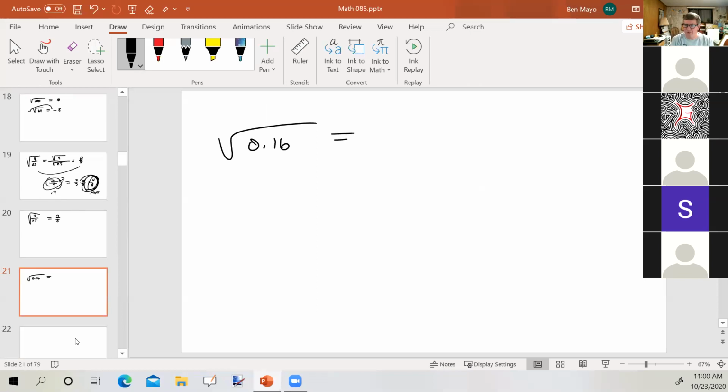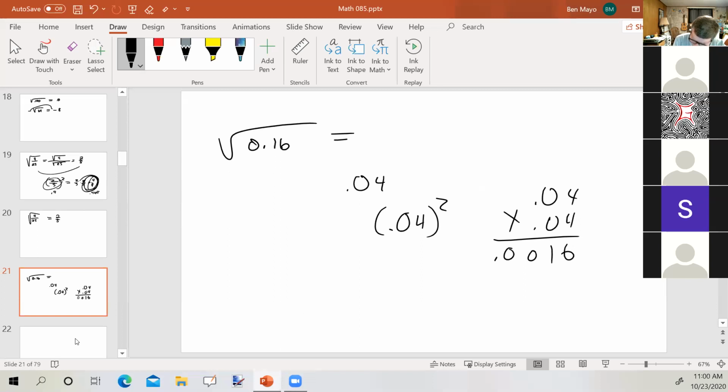0.16. What's the square root of 0.16? 0.04. No. Is it 0.04? Oh yeah, 0.04. So I'm hearing people say that. Okay, let's check our work. If that's true, what's this? It's 0.4, right? Oh, look, isn't that bigger than the original? Isn't 0.4 larger than 0.16? Yes. So we took a square root and got an answer that was bigger.